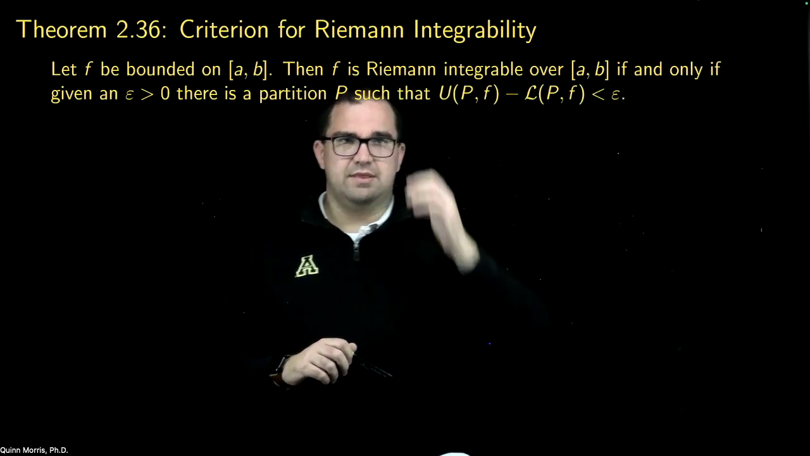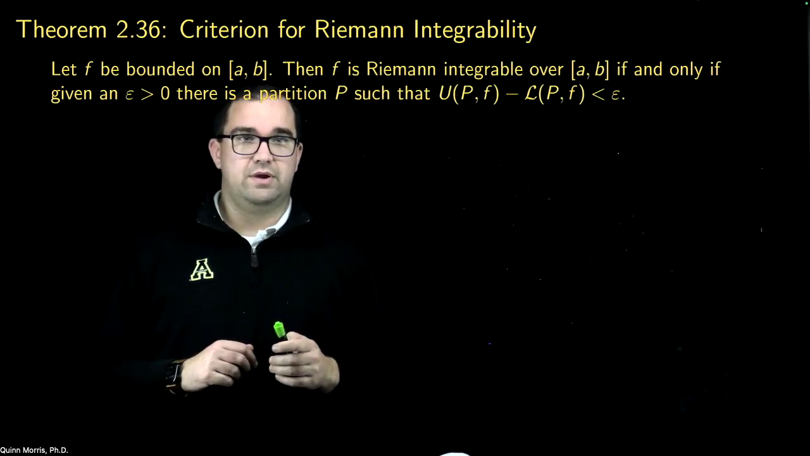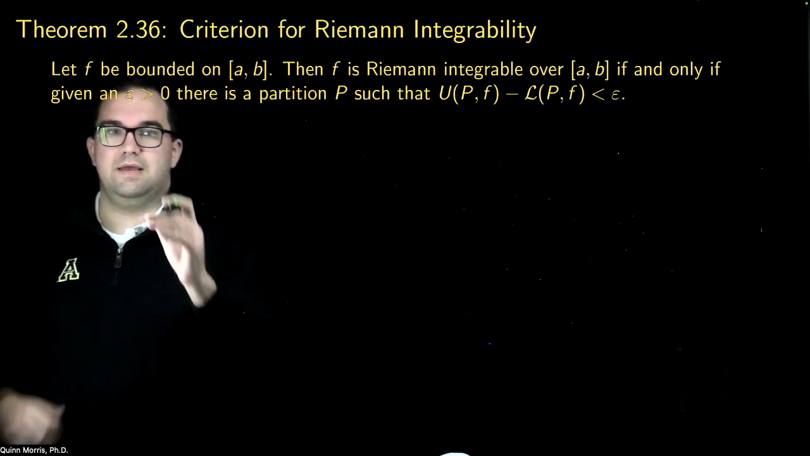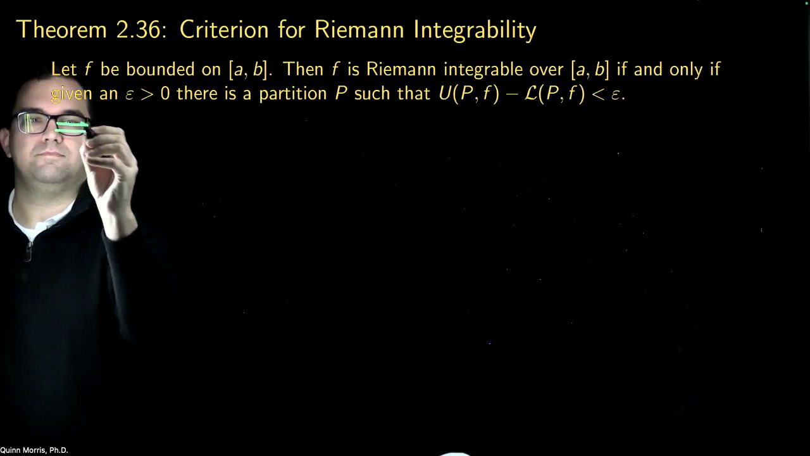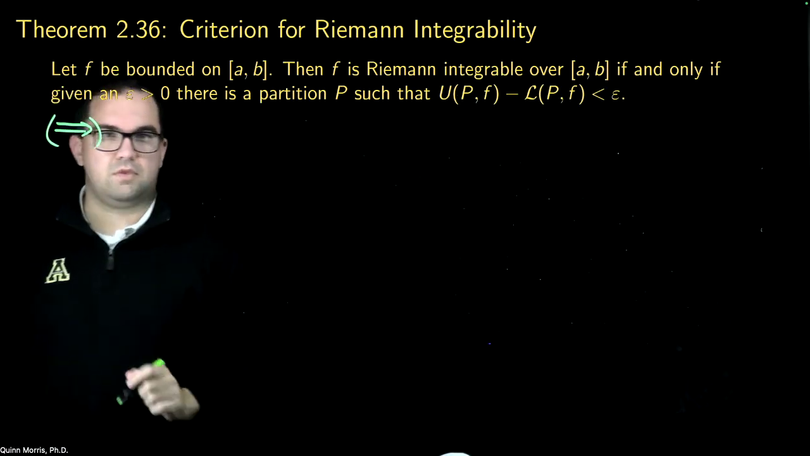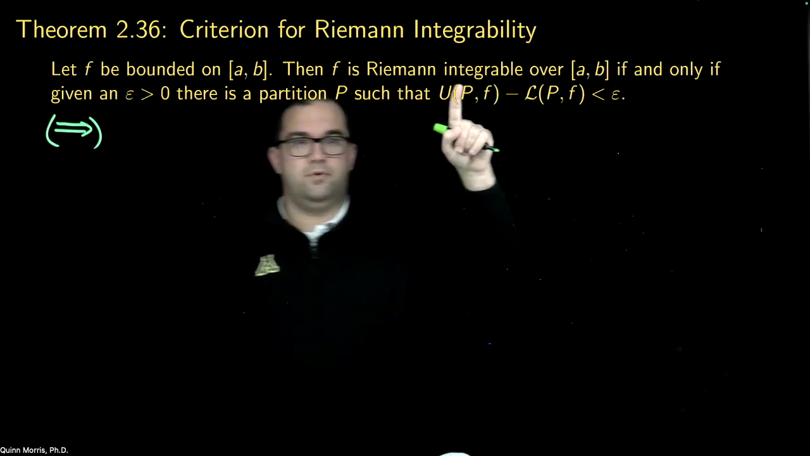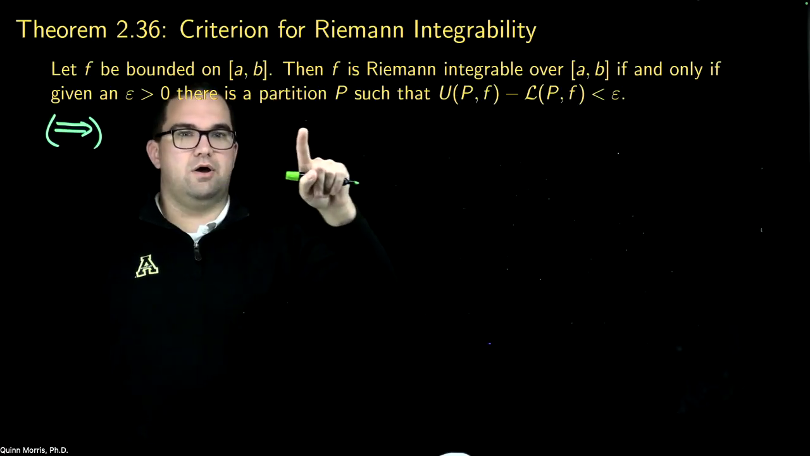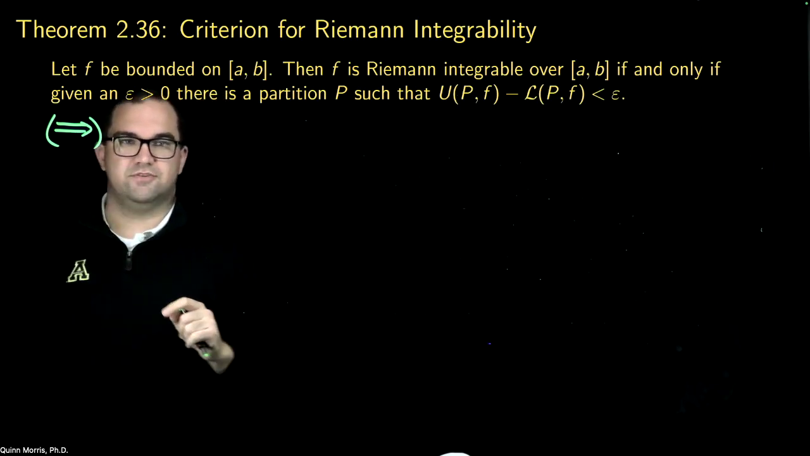To think about proving this, so we have an if and only if. To prove an if and only if, we need to prove both directions. So we will start then by first proving the forward direction. All right, so in the forward direction, what are we doing? We're going to assume that our function is Riemann integrable, and we want to show that given an epsilon greater than 0, there exists a partition P such that this condition is satisfied.